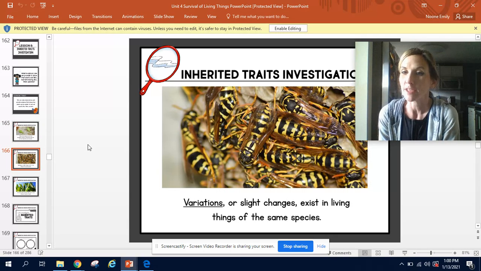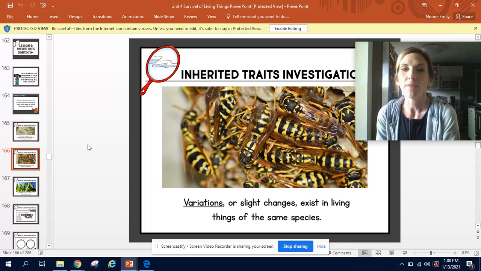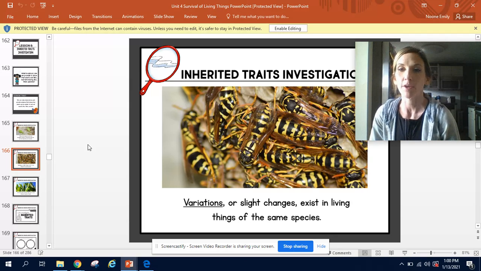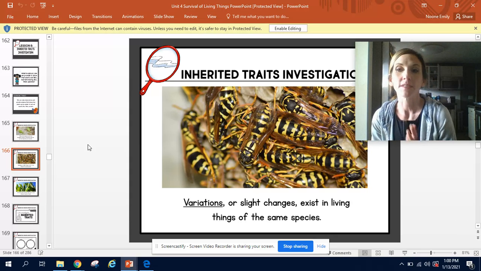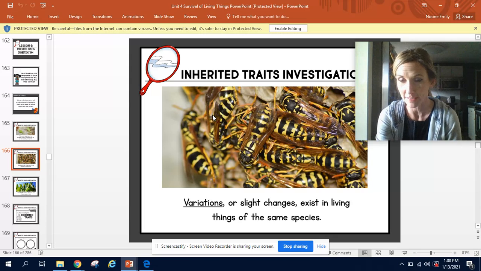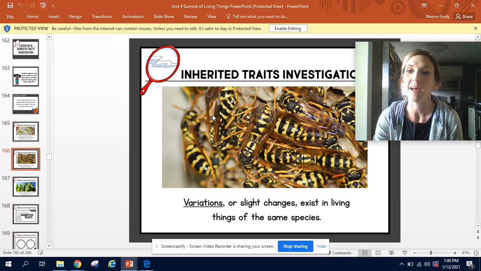Variations, or slight changes, exist in living things of the same species. So that just means that if we're all people, there are things that are alike with all people, but then there are slight differences in everybody. If you're looking at a tulip, all the tulip flowers are going to look very similar, but there's going to be some differences. If you're looking at a group of bees, they are all bees. So, of course, they're going to look similar so that we can tell they're bees, but each one is going to be a little bit different. Okay.